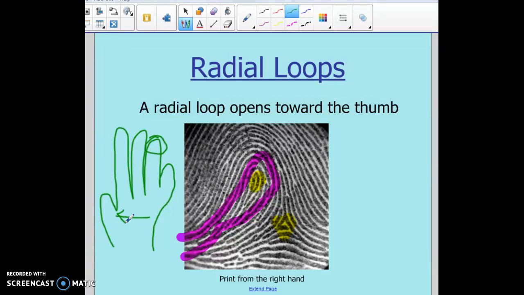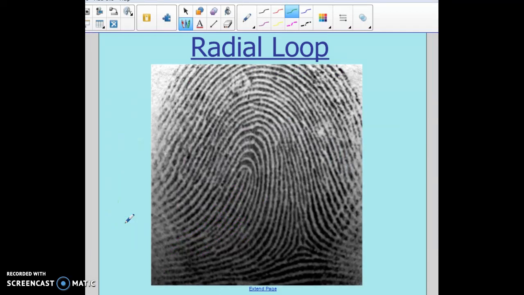So two kinds of loops, ulnar and radial. Radial is open towards your thumbs, ulnar is open towards your pinkies. Here's another example of a radial loop.